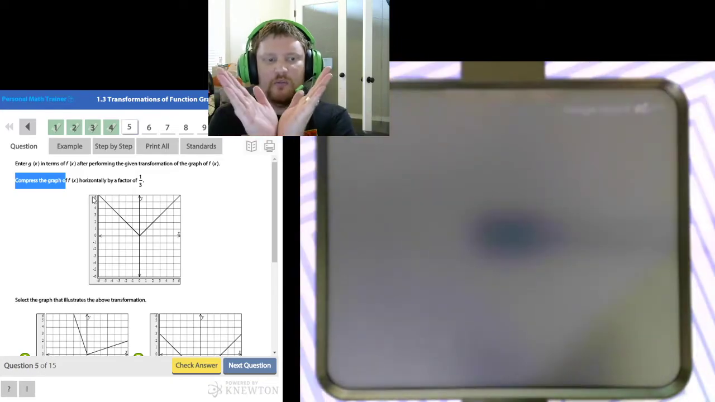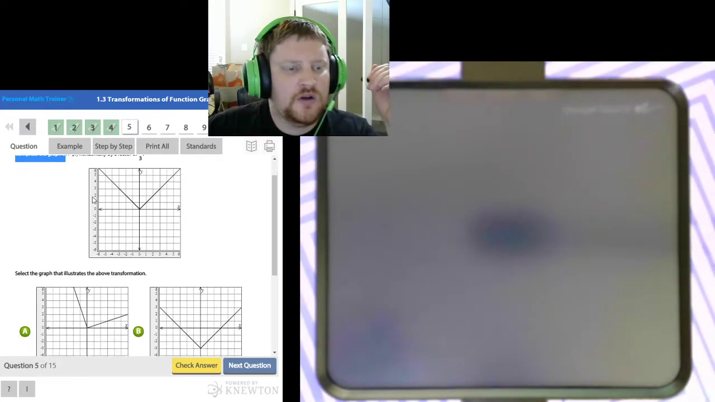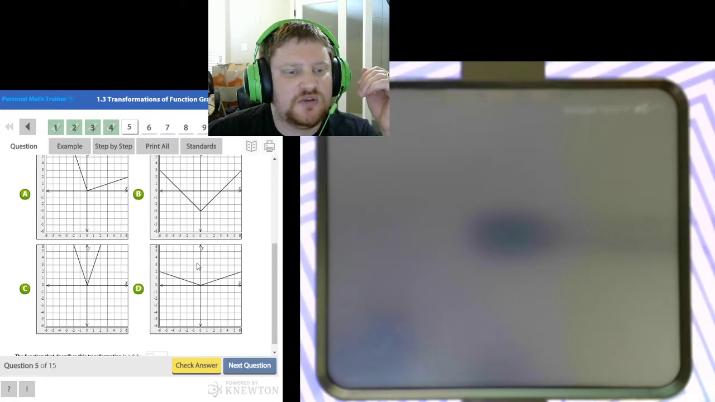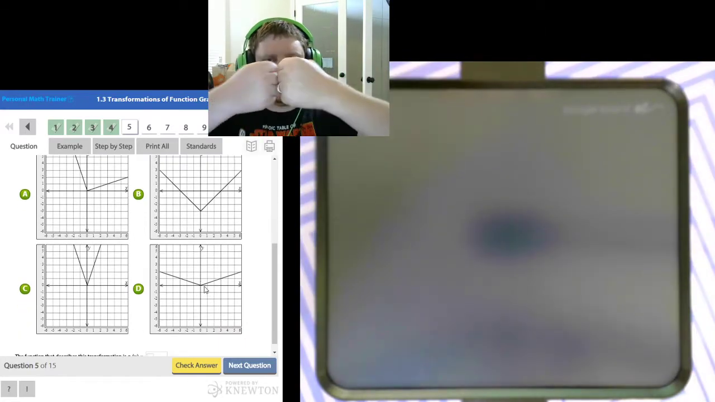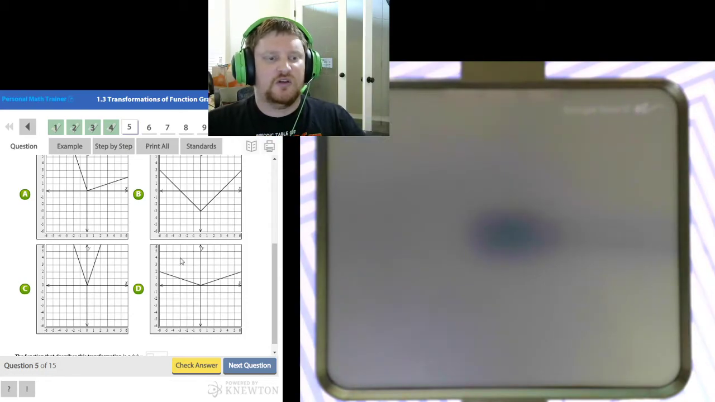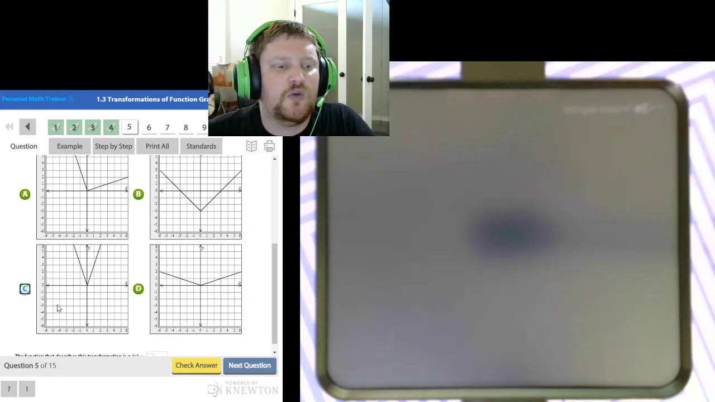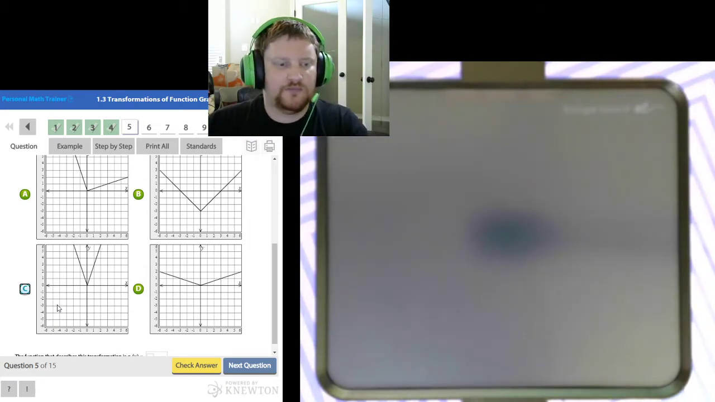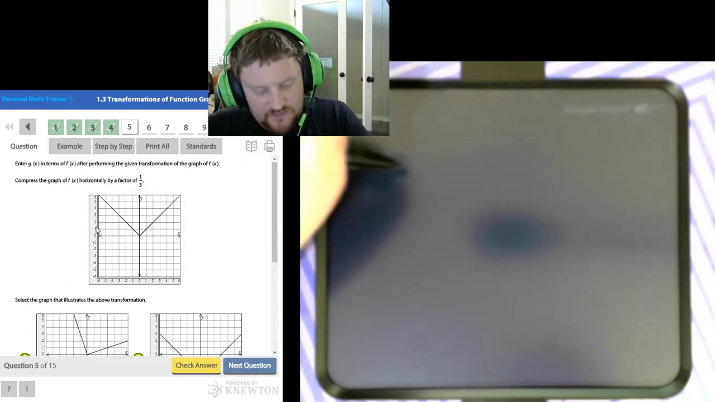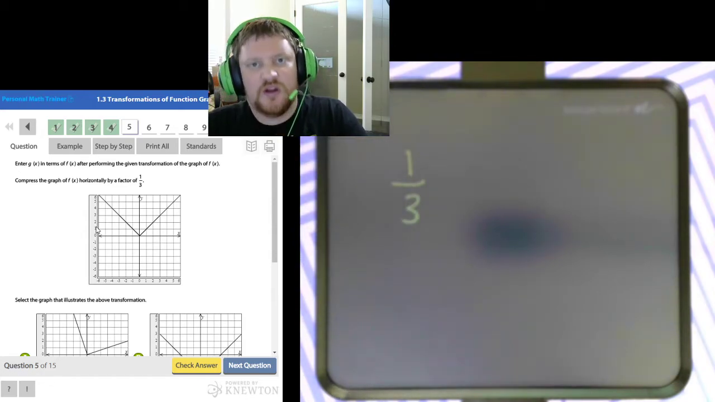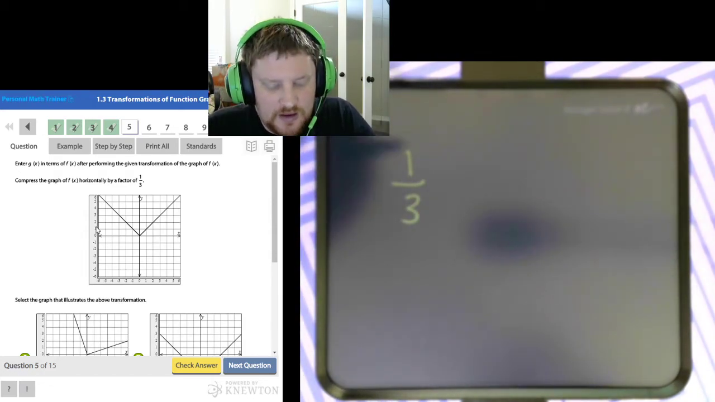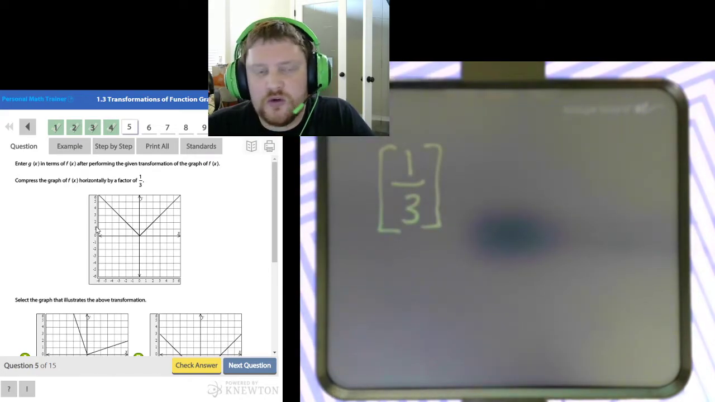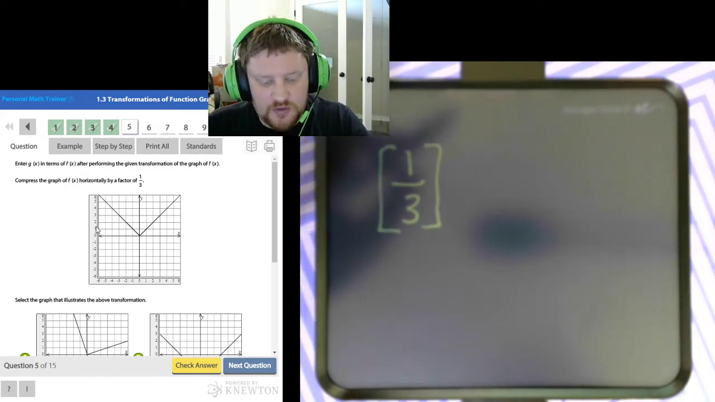Same graph, but narrower. So this is the graph rotated, this is the graph shifted down, this is the graph horizontally stretched, which leaves C to be the only one that is a horizontal compression. Now they said this is by a factor of 1/3. Here's a trick for you guys though. Instead of saying 1/3, remember that we're always going to do 1 over the number they give us.